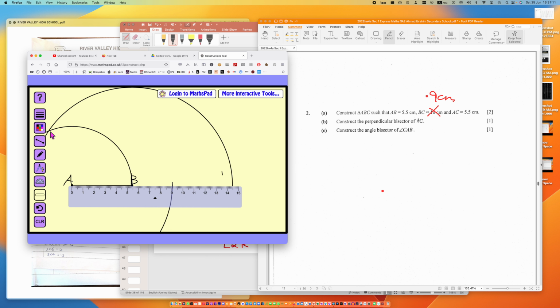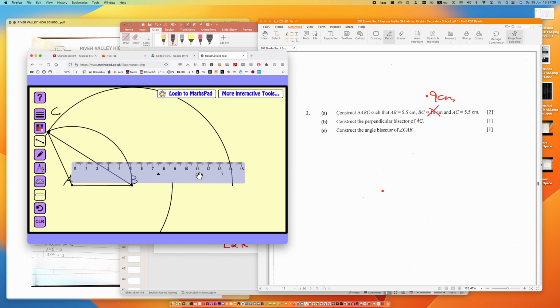Can you see that they meet here? Okay, good. So just mark this point. This is your point C. Then you draw from here to here. This will give you AC is 5.5, BC is 9. Simple? Yes. That's how you get it done.